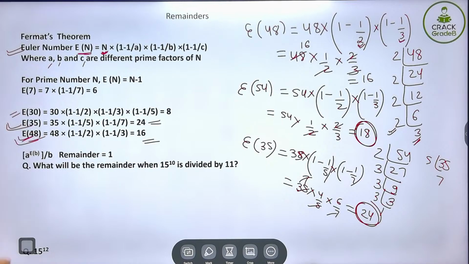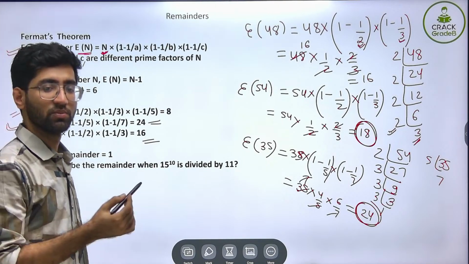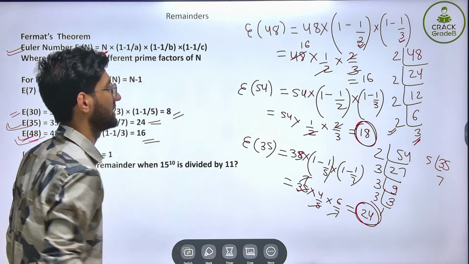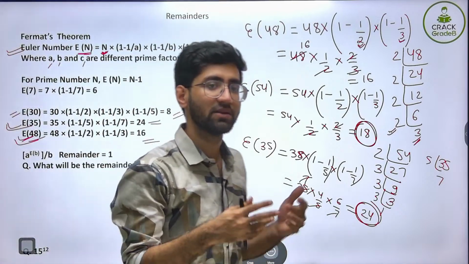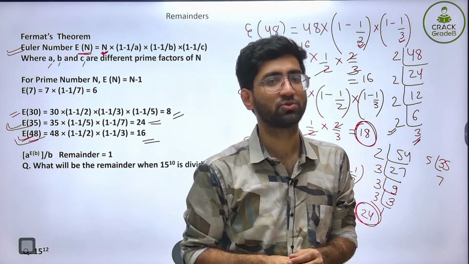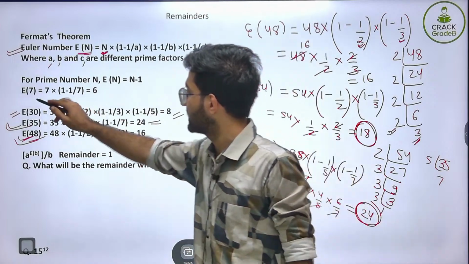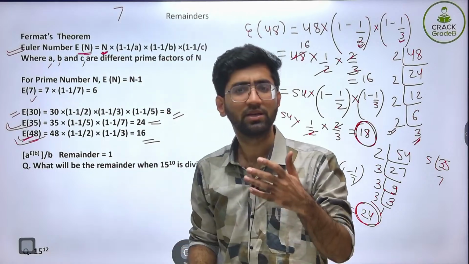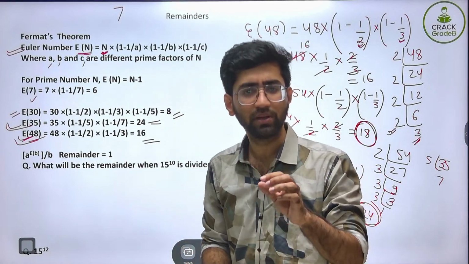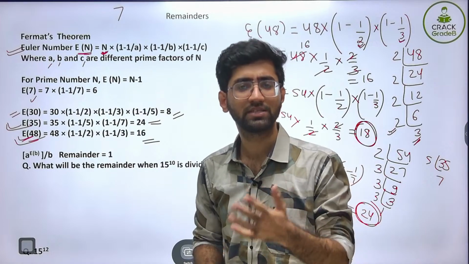Similarly, if you try to find the Euler number of 30, you will find that the Euler number of 30 is 8. Okay, you can find the Euler number of anything. Can we find the Euler number of prime numbers? Yes, we can find. Let us try to find the Euler number of 7. If you do the prime factorization of 7, you will only see 7 in the prime factorization of 7.